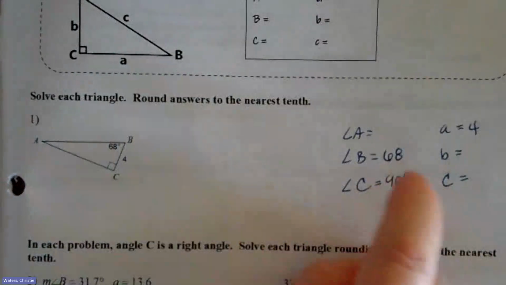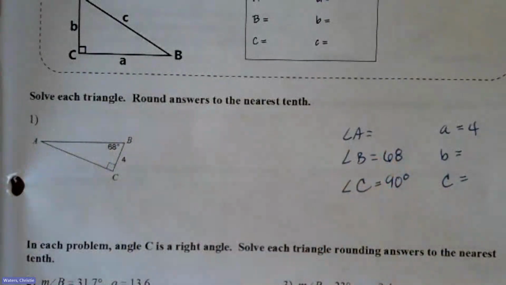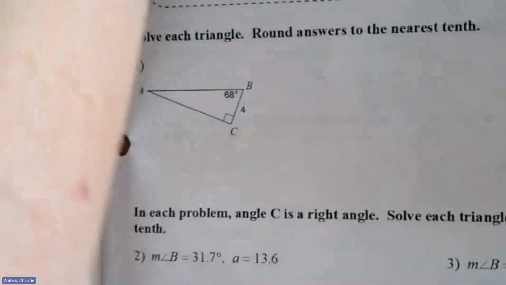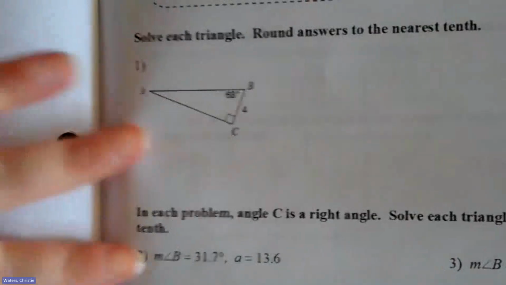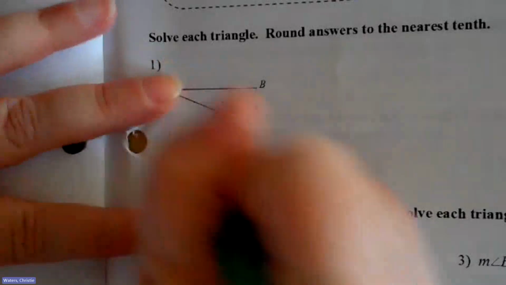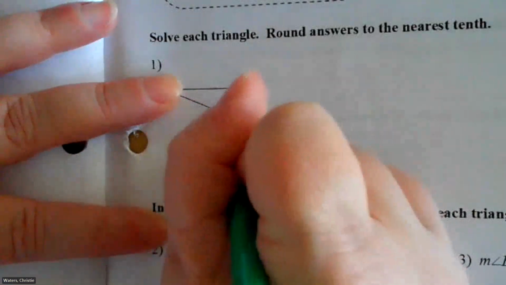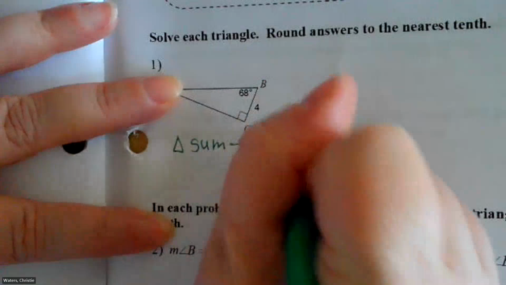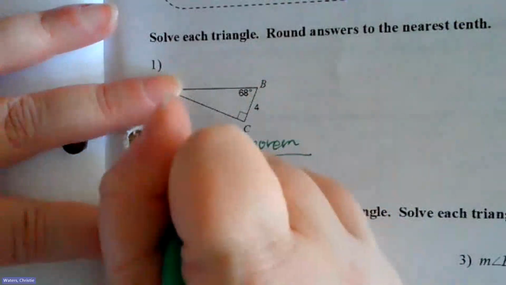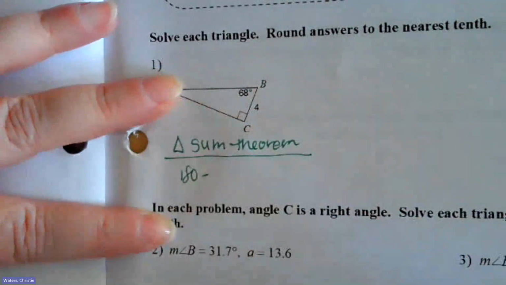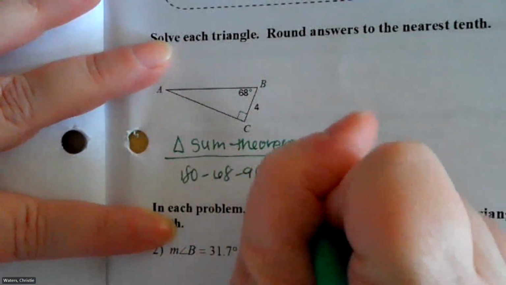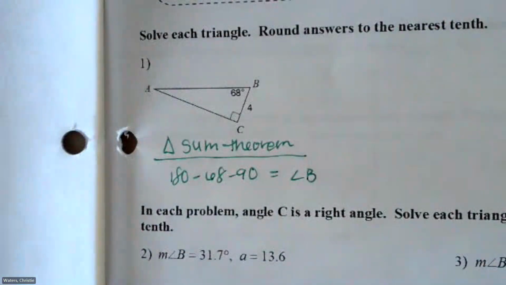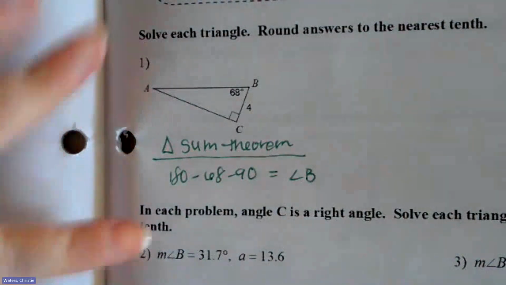When I look at this, it's nice to start with two angles because I don't have to do anything fancy to find the third angle. There's something called the triangle sum theorem, which is just a fancy way of saying, hey, I know the angles should all add up to 180 degrees. So here's how we use the triangle sum theorem. We're just going to do 180 minus 68 minus 90. All right. 22.